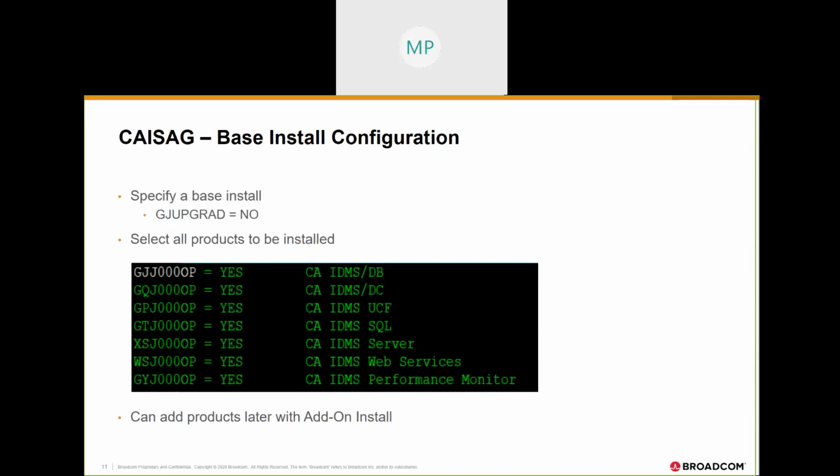And then you want to select all of the products that you want to install. This is the first section in the varb list member. If you don't want to install a certain product now, you can always add it on later by performing an add-on install.